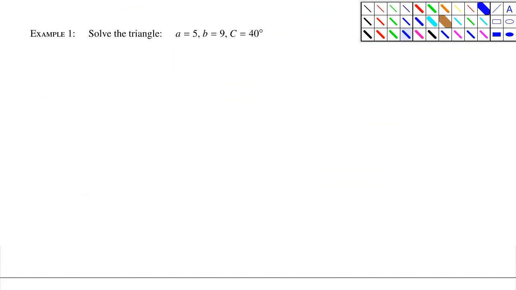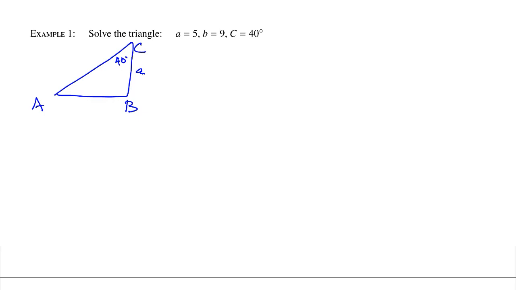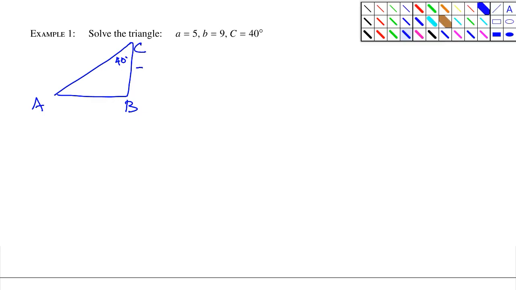Let's see how to use the law of cosines in example number 1. Solve the triangle. A is equal to 5, B is equal to 9, and angle C is equal to 40. So I'll just draw a little triangle here. I don't know exactly what it looks like, so I'll just draw something here. Let's see, we have A. A is 5, B is 9, and we have the angle C that is 40 degrees.